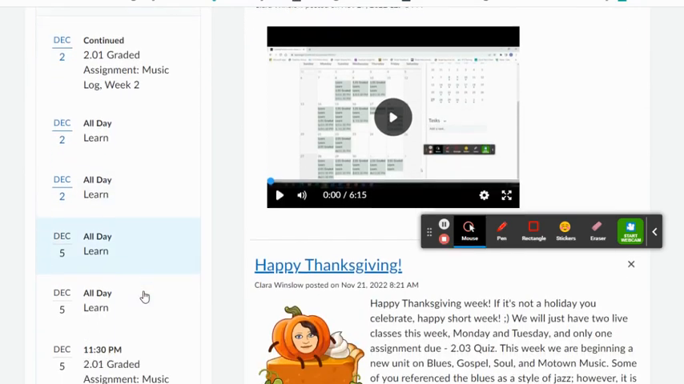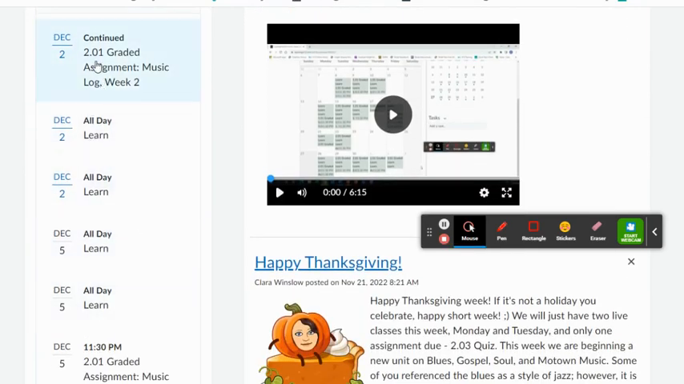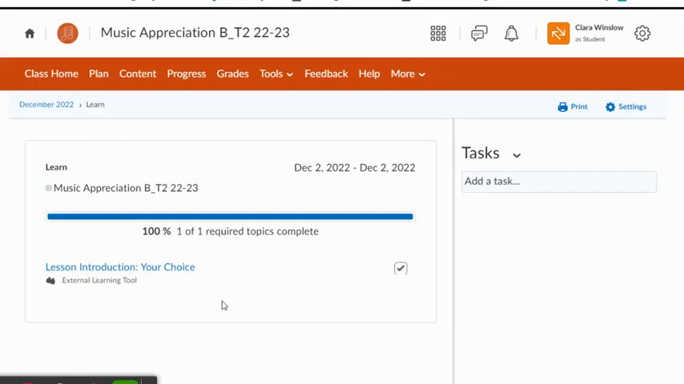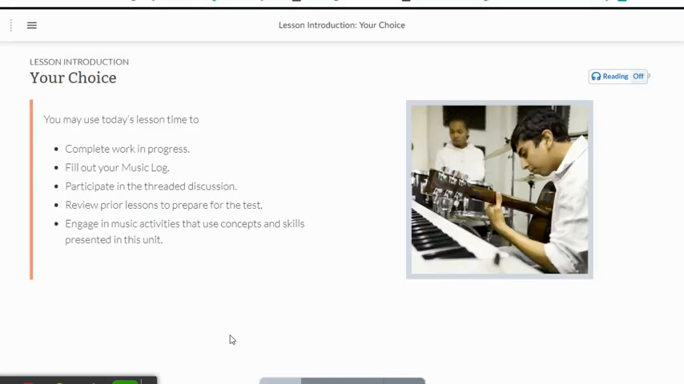So 2.13 is also showing you that you're continuing your music log that's due on Monday. So this is just telling us that if you go here, your choice is to catch up, review, anything else you think you want to get done. So that's part of the time that you might spend today. Completing your work in progress, filling out your music log, that was already on there anyway. If you haven't done your discussions, if you want to respond to somebody's discussion post, that's perfectly fine as well. And reviewing the prior lessons.